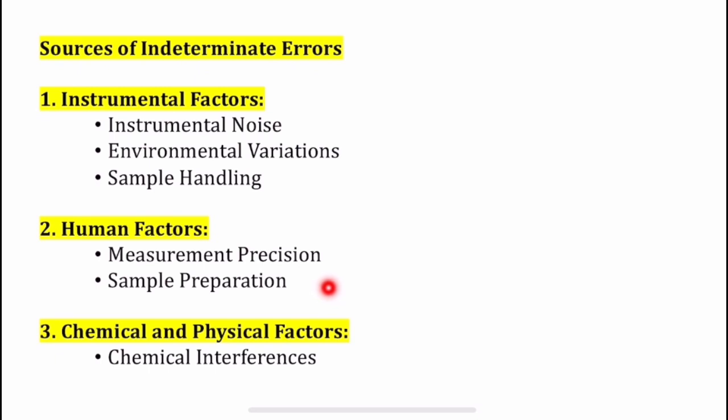Sample preparation involves the steps taken to make a sample suitable for analysis, such as dilution, filtration, or chemical treatment. Human factors in sample preparation include the accuracy in measuring reagents, the thoroughness of mixing, and the timing of preparation steps. Inconsistent or incorrect sample preparation can lead to variability and inaccuracies in the results.